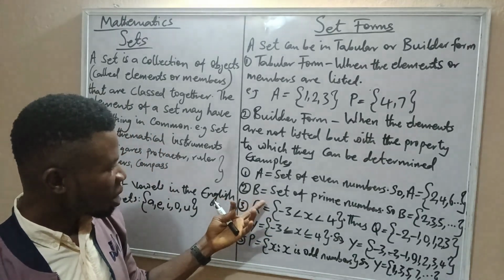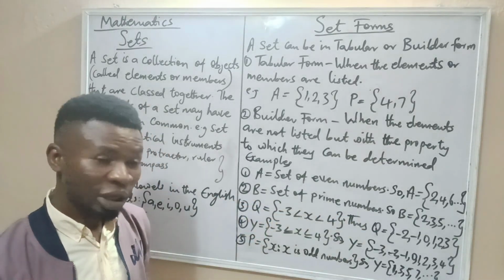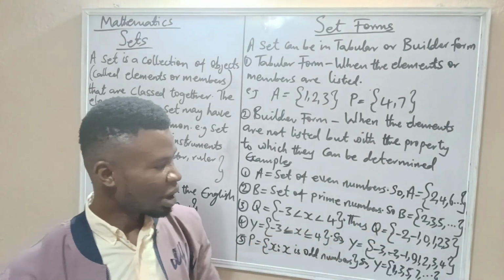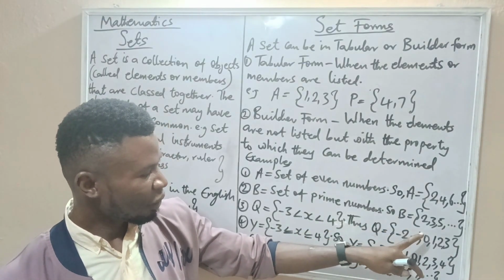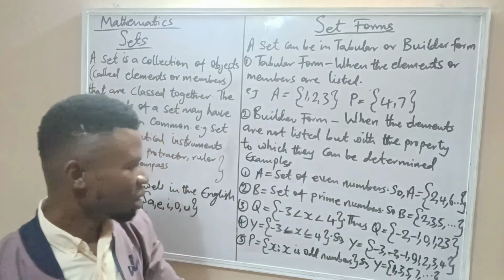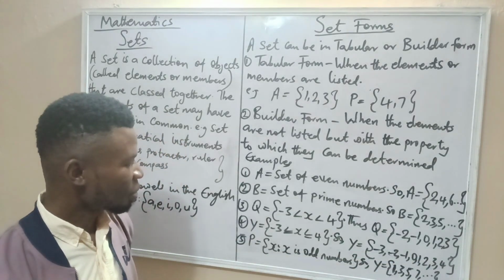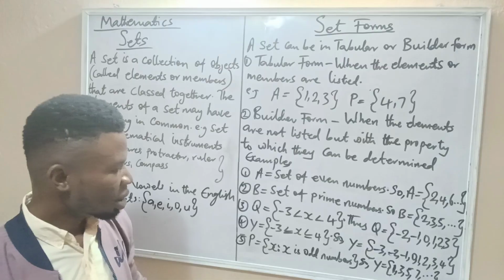Number 2 says B is the set of prime numbers. If you know prime numbers, you can be able to identify sets in B. So B is equal to now 2, 3, 5, 7, 11, 17, and then the rest of them. And then Q can also be stated in this way.